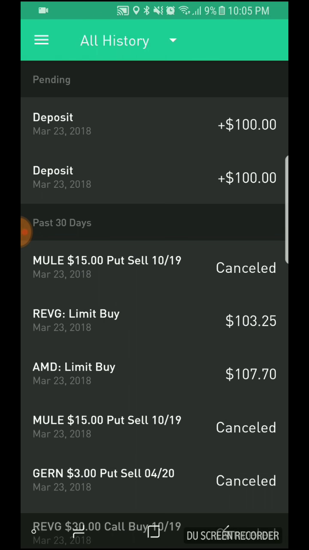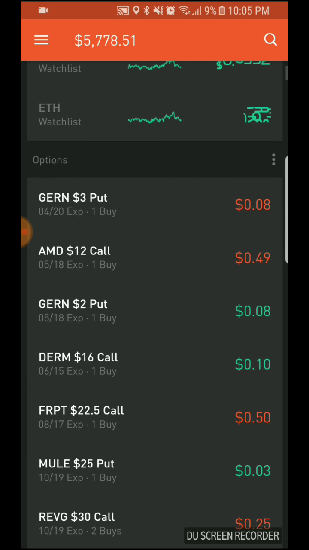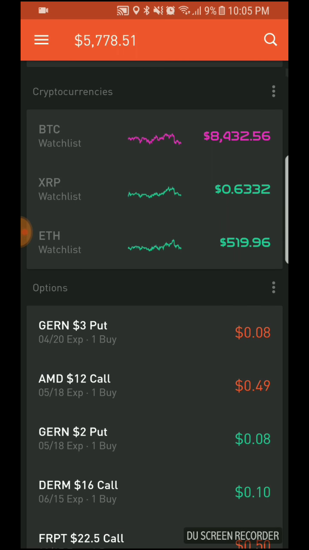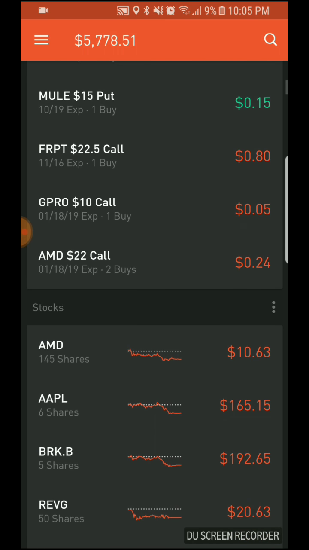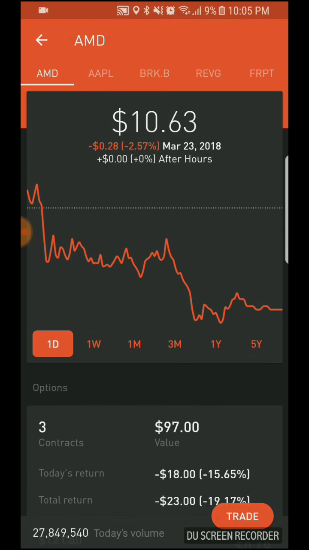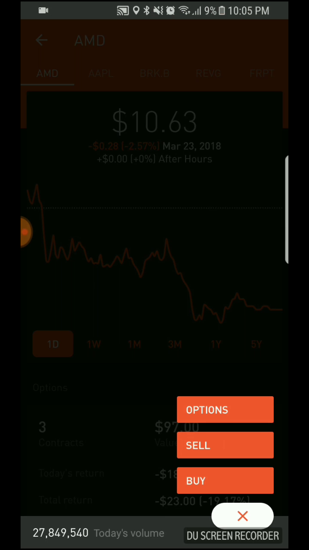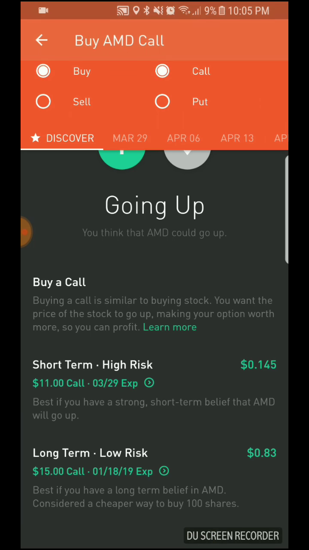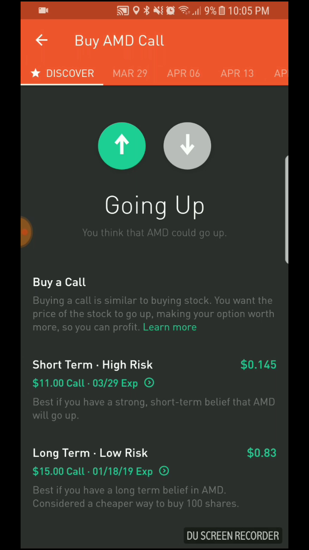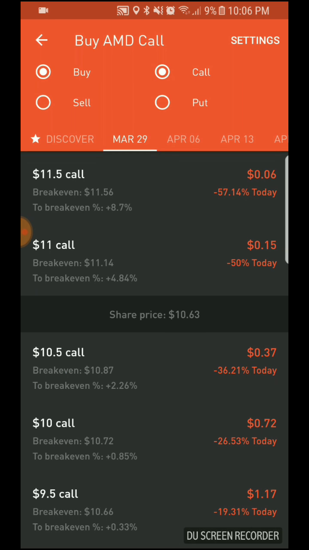Basically, let me go back to the main menu here. As you can see, the options that you purchased are right below cryptocurrencies and right above the stocks that you own. If you want to buy an option, you click on trade, like you always do to buy and sell individual stocks. Right here, you have the options selection, and it will take you to the Discover page. I believe the Discover page shows the popular traded options in Robinhood. That's what I think, but I usually ignore this page because it's pretty irrelevant.